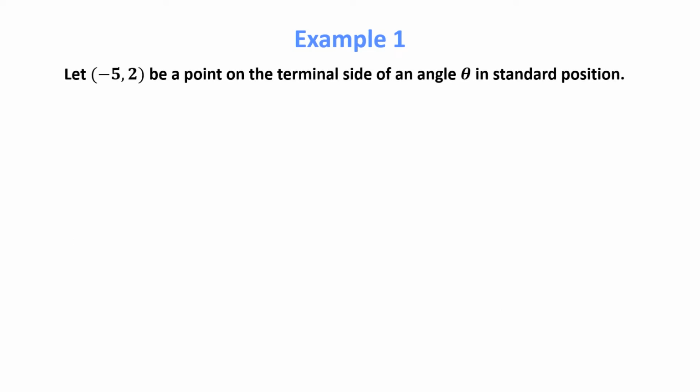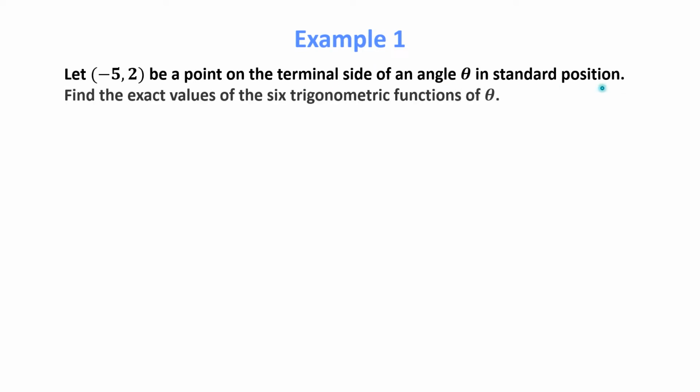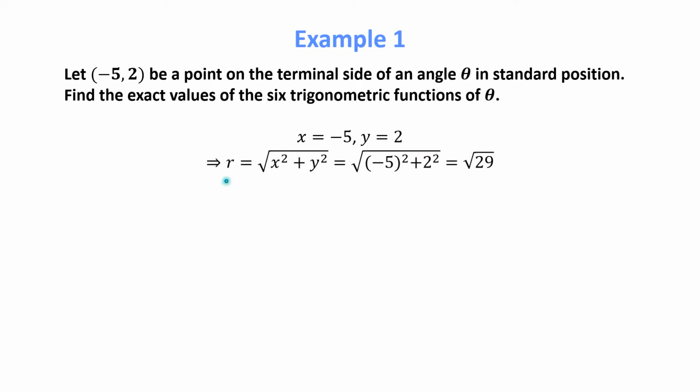Here's the first example. Let minus 5, 2 be a point on the terminal side of an angle theta in standard position. Find the exact values of the 6 trigonometric functions of theta. So from the point minus 5, 2, x equals minus 5, y equals 2. And of course we can use Pythagoras to find r. That is, r equals the square root of x squared plus y squared, which equals root 29. And therefore we will use x equals minus 5, y equals 2, and r equals root 29.